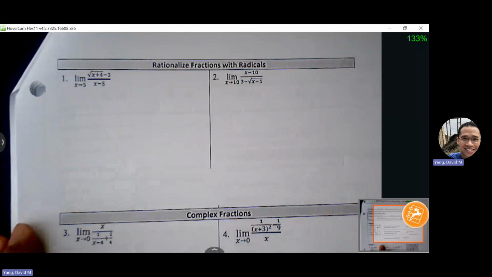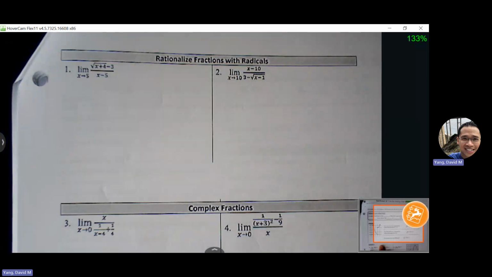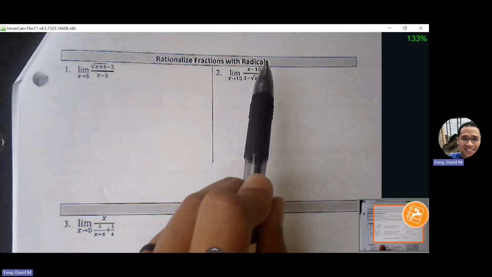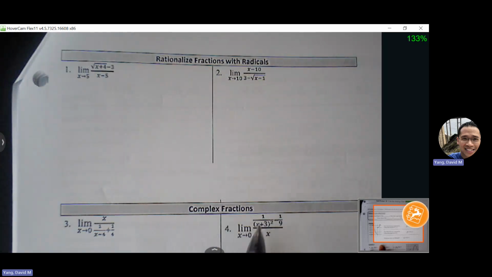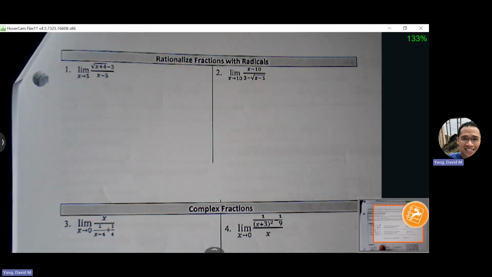Okay, there are two more categories of problems where there are common factors, there are holes, but it's a little bit harder to pick out with just factoring. So we have these two additional ways of dealing with holes in the graph. One is where there's radicals involved and one where there's a complex fraction. Let's go over these steps.